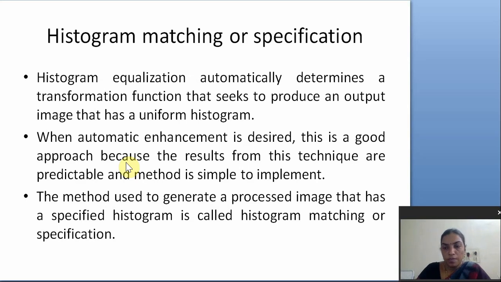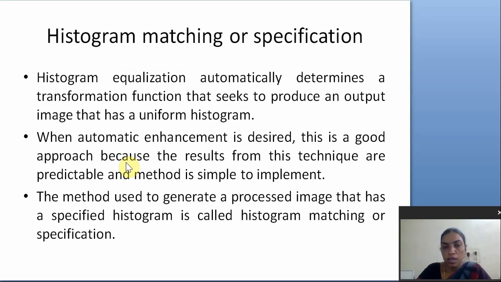Okay, good morning all. So in this video, I'm going to explain histogram matching or specification. We have seen histogram processing, histogram equalization, and some examples on histogram equalization.